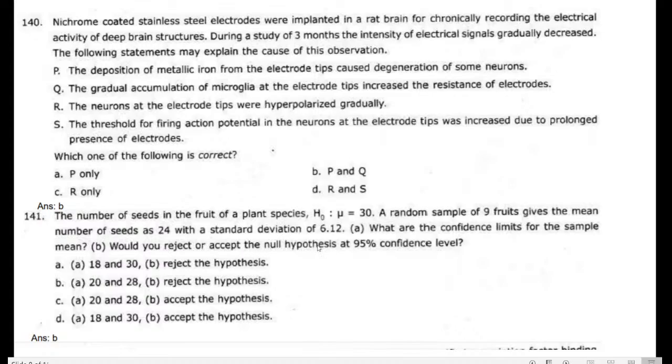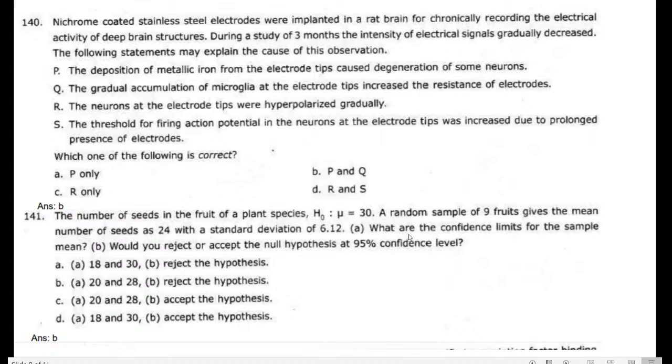Rejection and acceptance of the null hypothesis. The number of seeds in the fruit of a plant: H naught is the hypothesis, mu is 30, the mean value, and the standard deviation is 30. There are 9 random samples. The mean number of seeds is 24. The standard deviation for the 9 samples is 6.12.